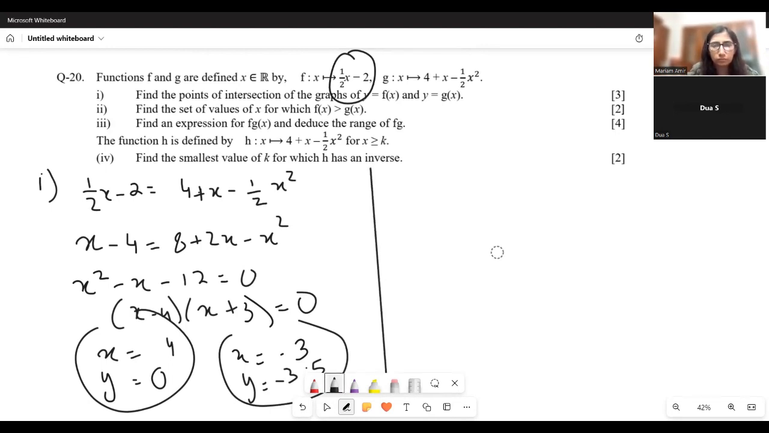Part 2. In the answer, isn't it only 4 and 0? Both answers should be there: 4, 0 and minus 3 comma minus 3.5. Both the values. Okay.